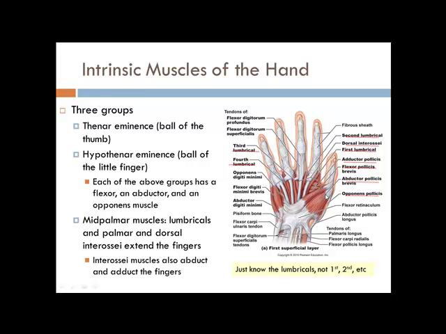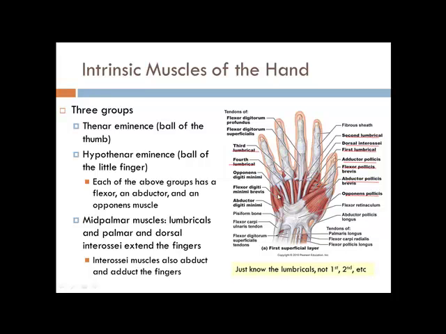We have our opponens pollicis, so this is going to help with opposition, so bringing the thumb to the pinky. We have your adductor pollicis right here, so this is going to help pull your thumb away from midline, pull your thumb away from the rest of your hand. Okay, we have our flexor pollicis brevis, so this is going to help with flexion of the hand.